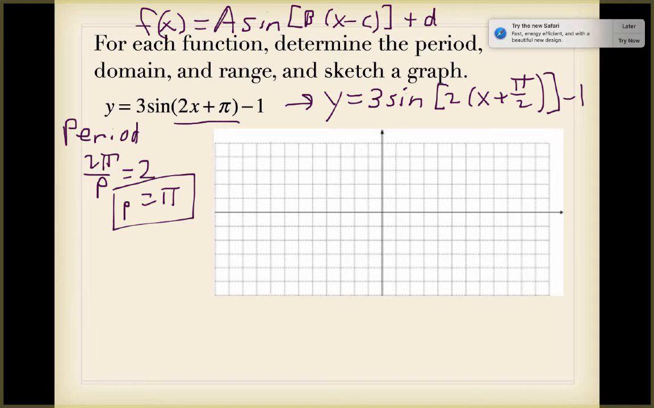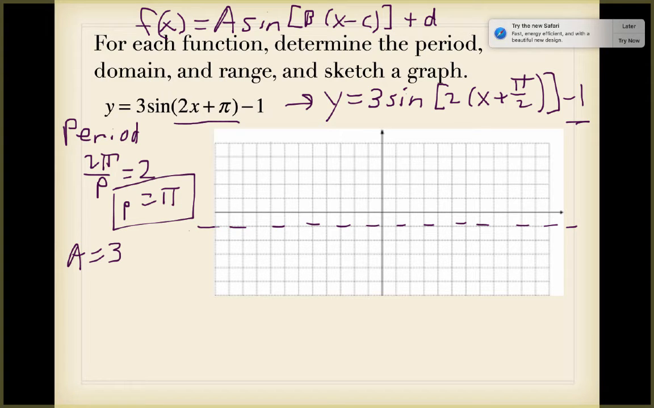Well, in this function, we have a sine function. We have an amplitude of 3. We have a vertical shift here of -1. So we know that we are going to have a center line of our function that goes through -1. And it's going to go up and down 3, so the tops of our graph will be at positive 2 on the y, and the bottoms at -4.